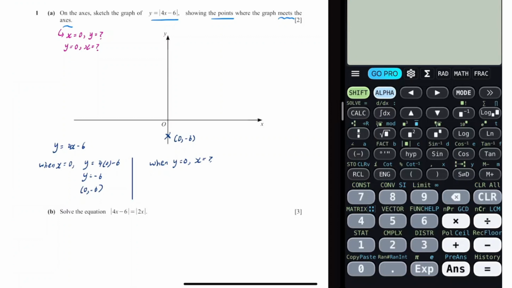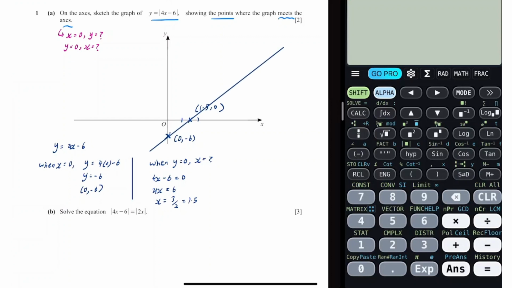So y is equal to 0, 4x minus 6 is equal to 0, 4x is equal to 6, x will be equal to 3 over 2. So that will be around 1.5. It will be around here, 1, 1.5. So (1.5, 0). Next, just draw the line until it reaches up there.